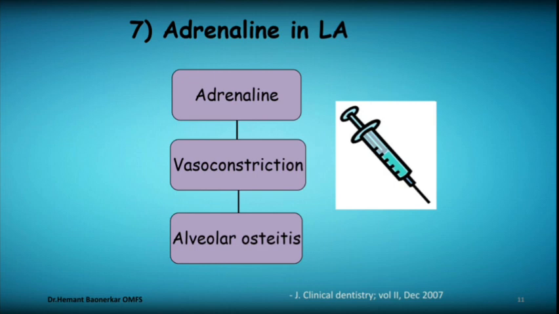Adrenaline, as I said, is a vasoconstrictor, and because of vasoconstriction there is less blood supply at the site of inflammation or extraction while healing, and because of this, alveolar osteitis happens. This is given as a reference in the Journal of Clinical Dentistry in December 2007.